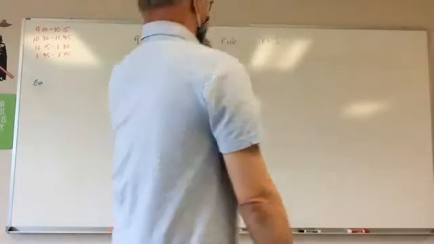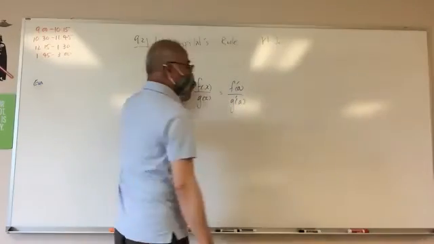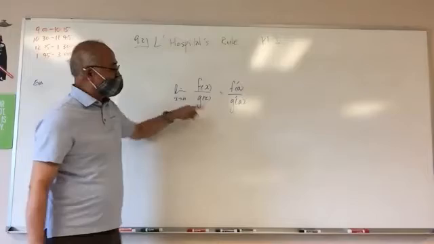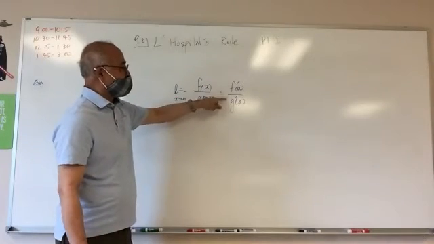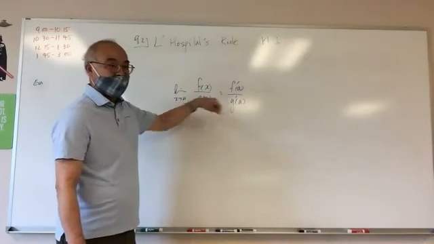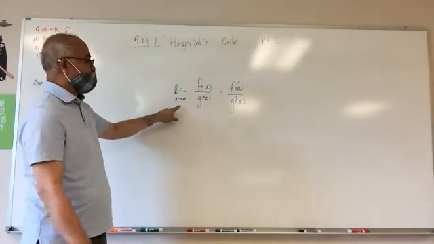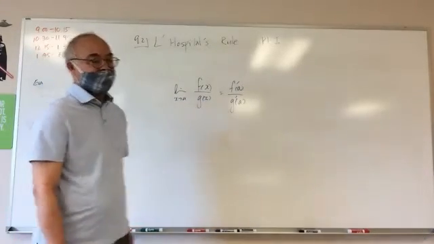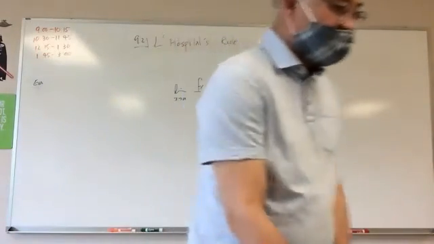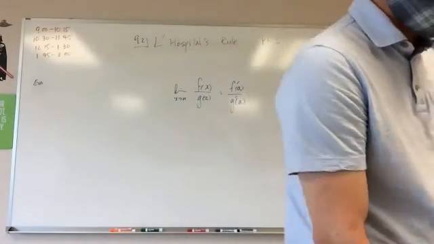So I would take the derivative of the numerator and the derivative of the denominator, and I would go ahead and plug the a in, and I would calculate that value and say that is going to be the limit of this. Okay. So what does that all mean? So let's go ahead and look at example number 1.